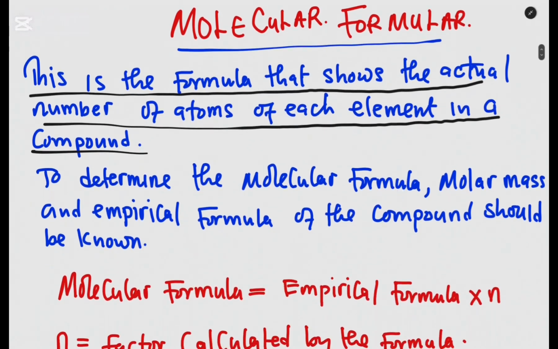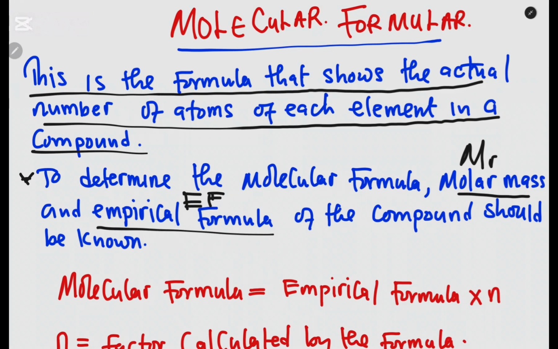Okay, in order for us to determine the molecular formula, this is the only thing that you need to know: molar mass and the empirical formula should be known. Like I said, you start by finding the empirical formula first. That is when you go to the molecular formula. So please, if you find a question asking you to find the molecular formula, you are not just going to go straight. You start by finding the what? You start by finding the empirical formula. That is when you can find the molecular formula.